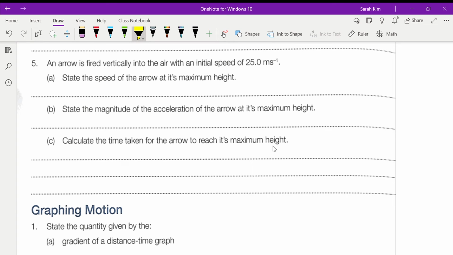Right, an arrow is fired vertically into the air with an initial speed of 25 meters per second. What we have to do is state the speed of the arrow at its maximum height. Well, have a think about it.